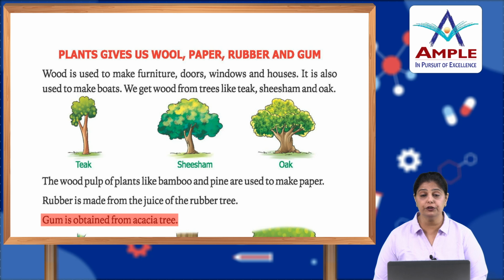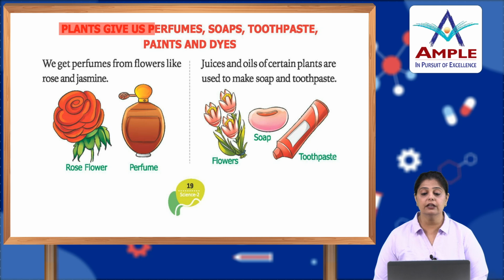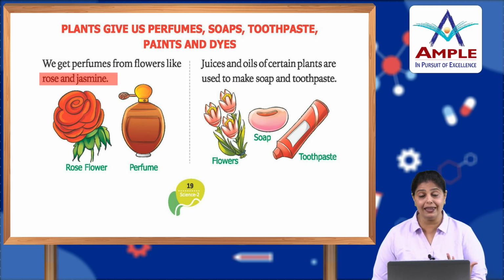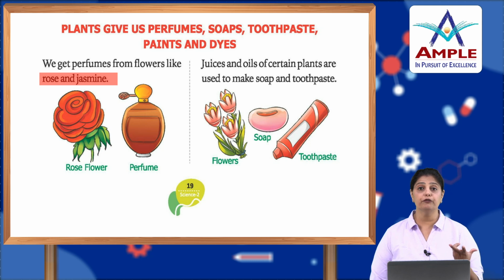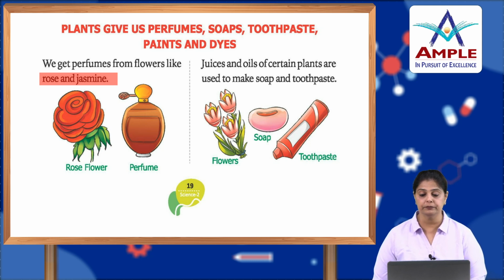So these are the different trees that are used to prepare paper, rubber and gum. Plants give us perfumes, soaps, toothpaste, paints and dyes. We get perfumes from flowers like rose and jasmine. So the aroma, or the fragrance, that comes from these perfumes is because of the plants that are used to prepare them.